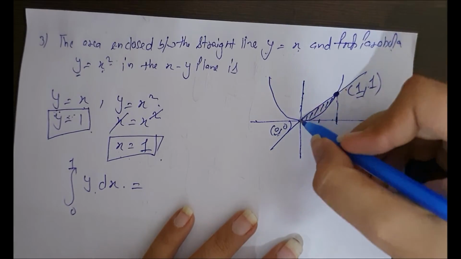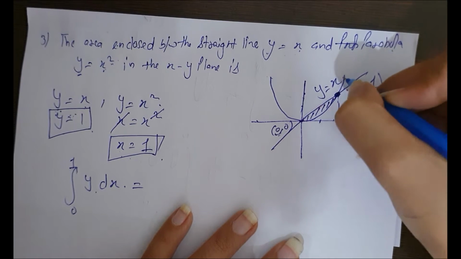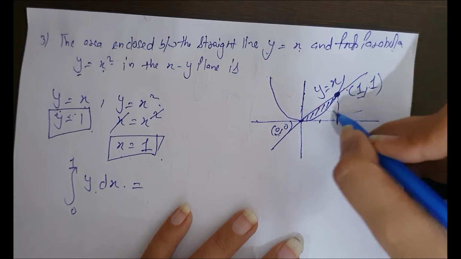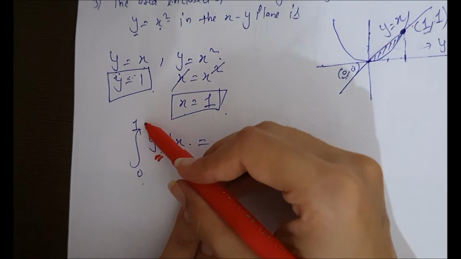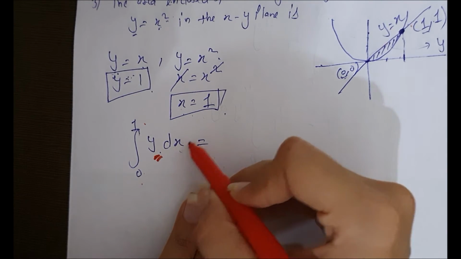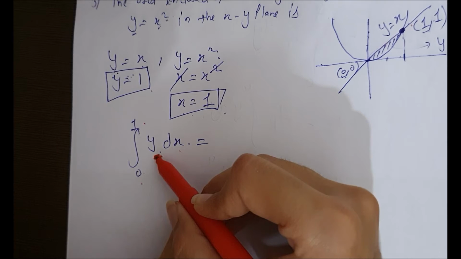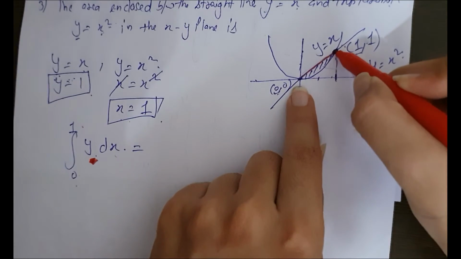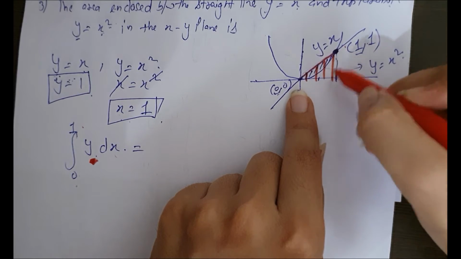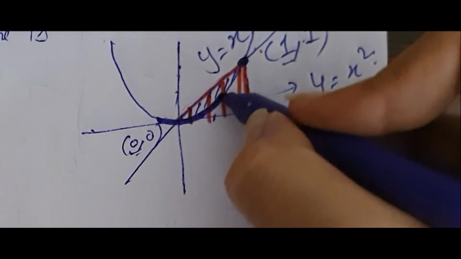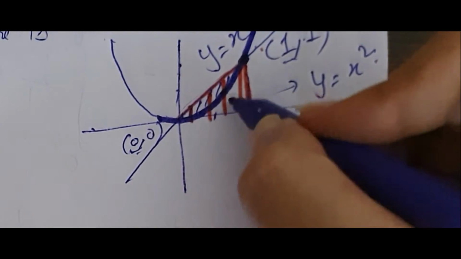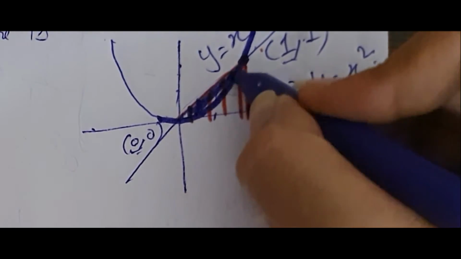dx. Here the equation of this line is y is equal to x, and the equation of this parabola is y is equal to x square. Here we are taking limits of x and integrating with respect to x, so we have to take the value of y so that we can get a function of x. If we take the equation of this line, we will get this whole area. If we subtract the area of the parabola from the equation of the line, then we will get this desired area.